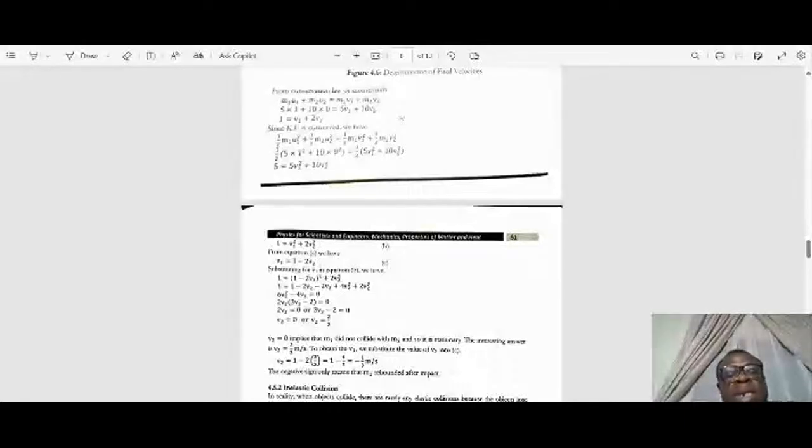You multiply both sides of the equation by 2, and that will reduce to 5 equal to 5v1 square plus 10v2 square.